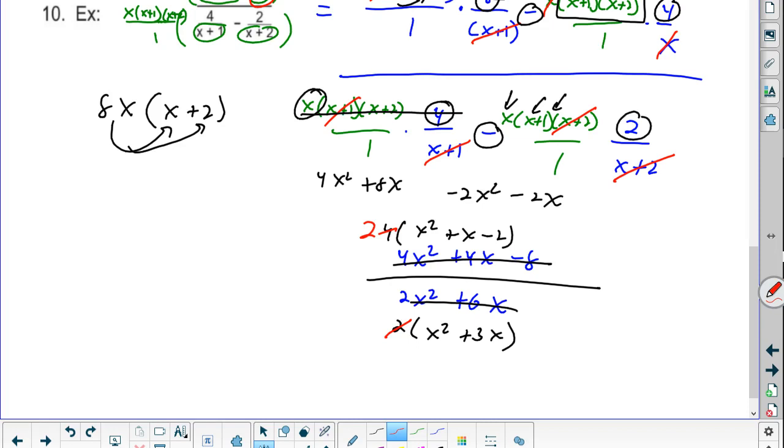So technically the final answer is 2x squared plus 2x minus 4 over x squared plus 3x.